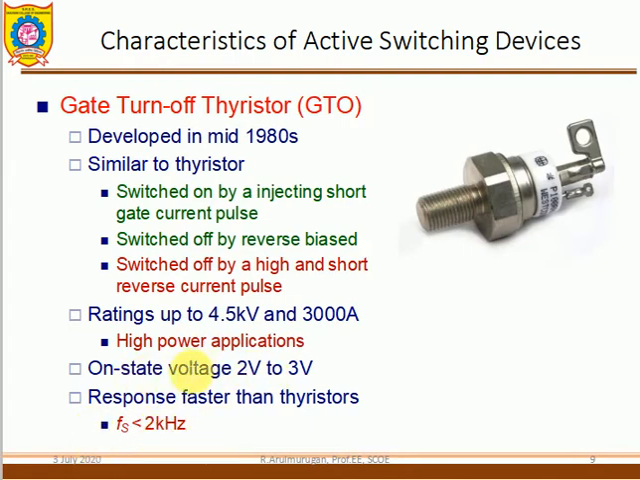Another thing to compare is the on-state voltage drop. For the SCR, the on-state voltage drop is around 1.5 volts. But for the GTO, the on-state voltage drop is 3 volts. So this is the small difference between the SCR and the GTO.